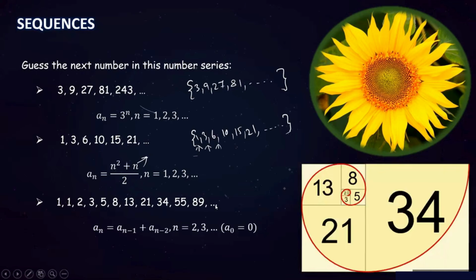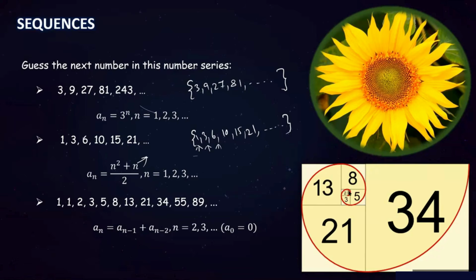That's how I can call this set of numbers a sequence. Now, similarly here also, this is the rule we follow: an is equal to an minus 1 plus an minus 2. To get the next number in the sequence, we just add the previous two numbers. Of course, considering a naught is equal to 0. And you can look at this diagram here. This is how we get spirals in these flowers. Not only in sunflowers, in many flowers like this, we get spirals of this kind.